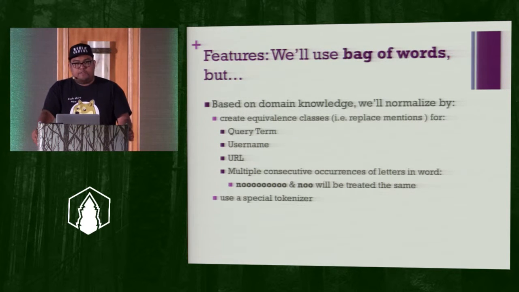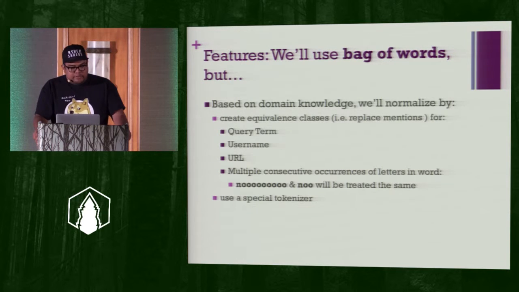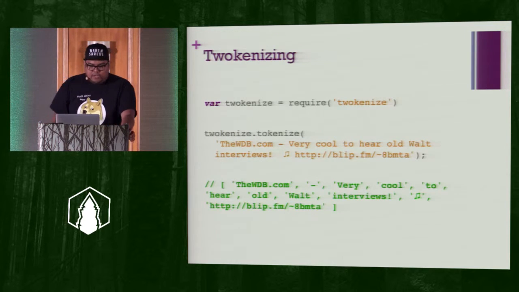So first off, we'll create a few equivalence classes. We don't care about all the users, we just care that there is a username in this tweet. Likewise, we probably don't care about what URL is in here. And in Twitter or social media, there's a lot of use of excessive letters, like you might say no with 50 different O's. Here, we'll map the 50 O's and the 3 O's to the same kind of token. And as I mentioned, normal tokenization typically doesn't work well on Twitter, so we'll use a special library called Tokenize.